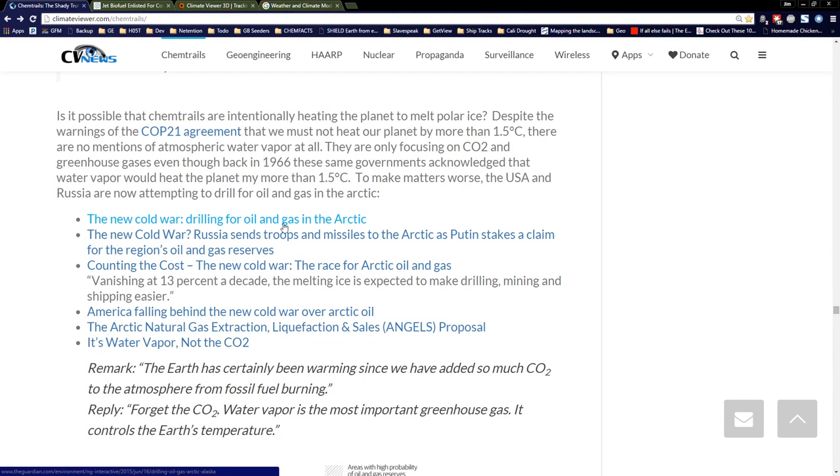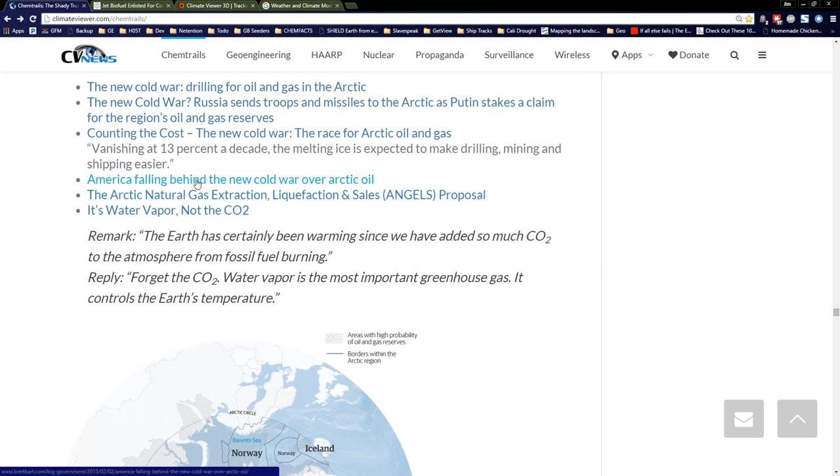The new Cold War, drilling for oil and gas in the Arctic. The new Cold War, Russia sends troops and missiles to Arctic as Putin stakes claim on the region's oil and gas reserves. Counting the cost, the new Cold War, the race for Arctic oil and gas. Vanishing at 13% a decade, the melting ice is expected to make drilling, mining, and shipping easier. America falling behind the new Cold War over Arctic oil.